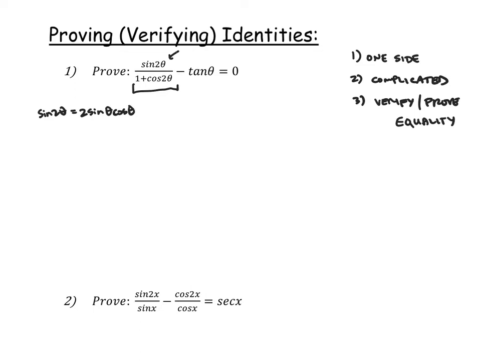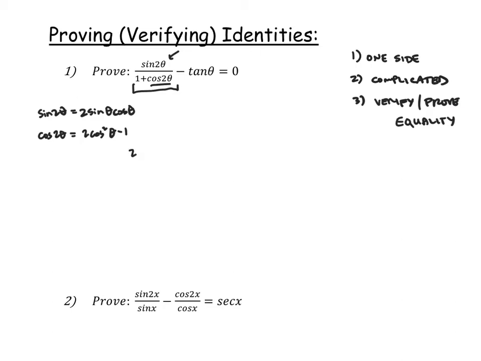That's going to replace the numerator. I think that'll help me. And cosine 2 theta, what should we do here? I'm going to go with 2 cosine squared theta minus 1. Okay, I'm going to replace just the cosine 2 theta in the denominator with that.